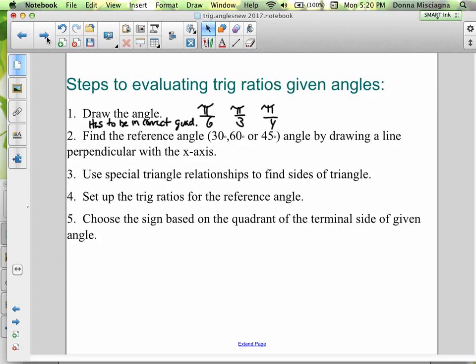Here are our steps to evaluating the trig ratios given the angles. All right, and I have the steps. It doesn't matter whether it's in degrees or radians. We'll see degrees in this Nearpod. We'll see radians in the next Nearpod. So first we'll draw the angle. Right, so this angle here is the principal angle.